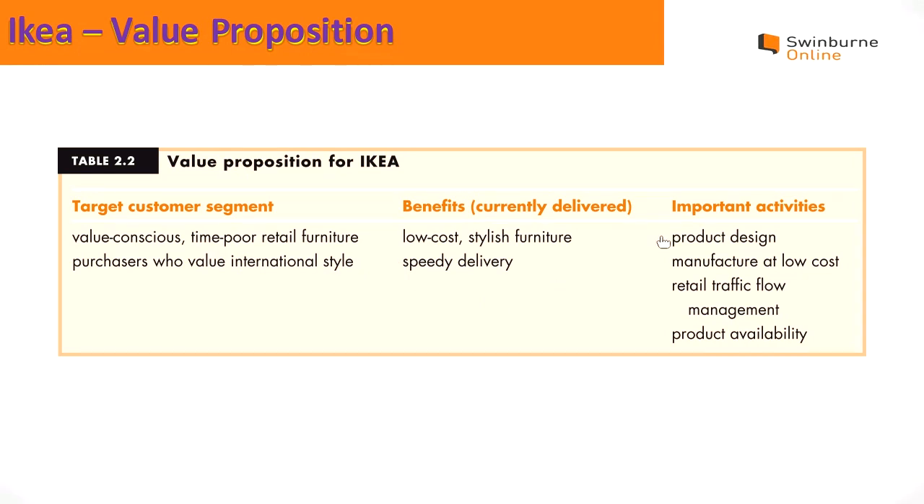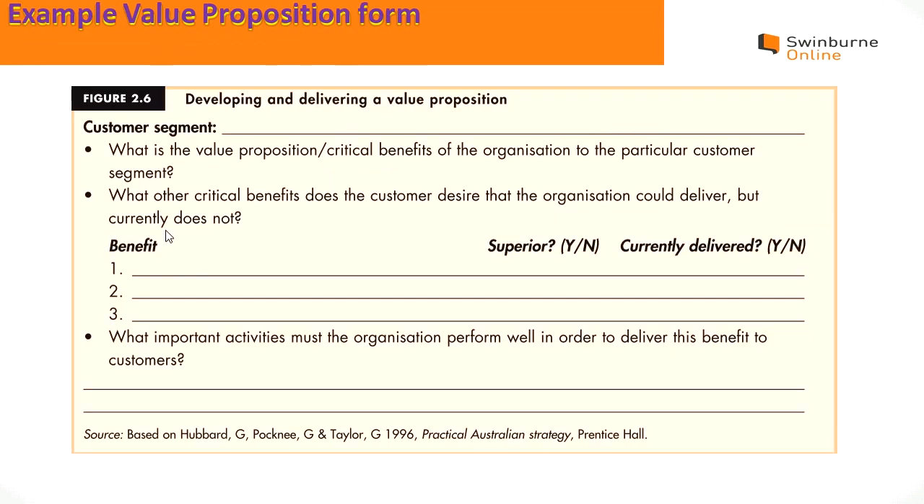Okay, so their important activities are product design, manufacture at low cost, retail traffic flow management, product availability. So how could you collect this data? And there's a form here that we've called developing and delivering a value proposition. You could have a form something like this. Design your own. This one's from Hubbard, another book called Practical Australian Strategy. But you'd look at the segment you're looking at or the part of the value chain and ask, what is the value proposition / critical benefits of the organization to the particular customer segment?